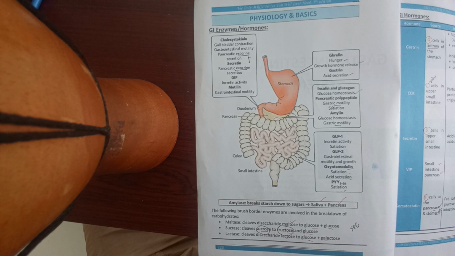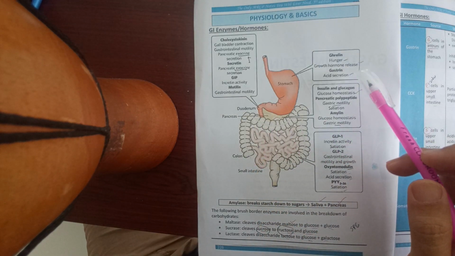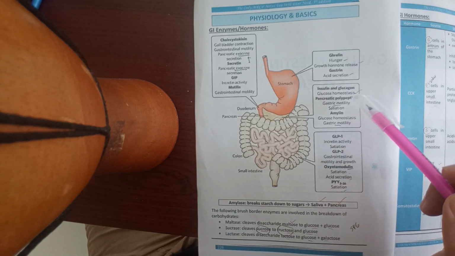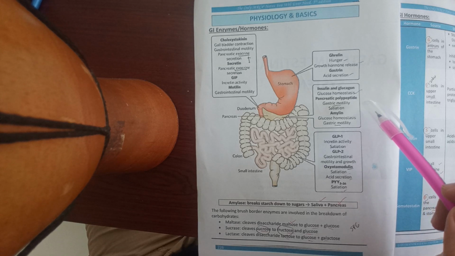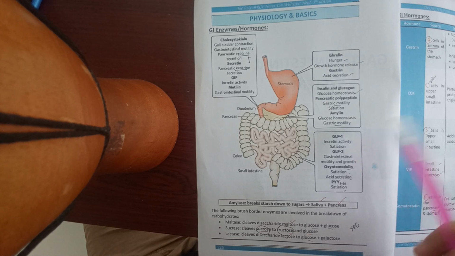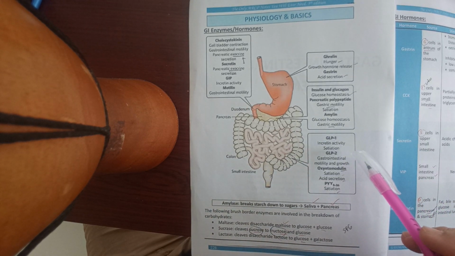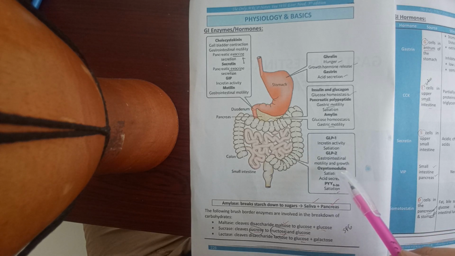GIP increases incretin activity. Motilin causes gastrointestinal motility. Ghrelin is the hunger hormone, and growth hormone is also released. Gastric acid secretion, insulin and glucagon, glucose homeostasis. Pancreatic polypeptide causes gastric motility, satiation. Amylin causes glucose homeostasis and gastric motility as well. And GLP increases incretin activity, satiation. GLP-2, gastrointestinal motility and growth.